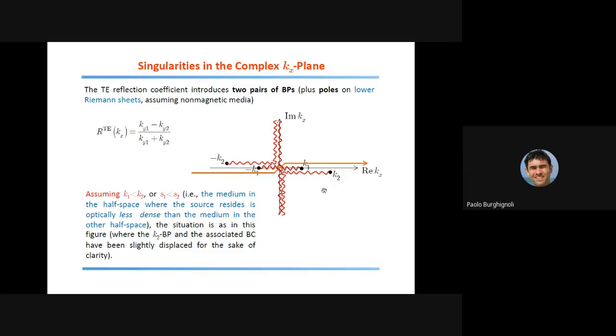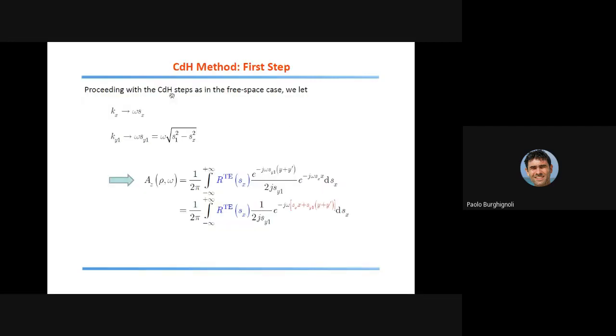Okay. And what we do is that we enforce the change of variables typical of the Cagniard-de Hoop method. So our first step will be to scale the integration variable, changing it from kx to sx, the scaling factor being the radian frequency, so that our frequency domain potential is written in terms of this integral with respect to sx, in which we have highlighted in blue the reflection coefficient, and in red, as we did in the previous example, the coefficient that multiplies the radian frequency in the exponent of this exponential function.